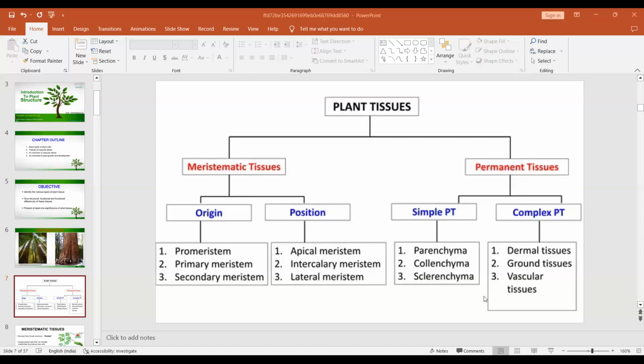So today's topic: in the last class we discussed the types of meristematic tissues. Once again, plant tissues are classified into two types, meristematic tissues and permanent tissues. Meristematic tissues, based on origin and position, are classified into different types. Today's class, we will discuss the permanent tissues.